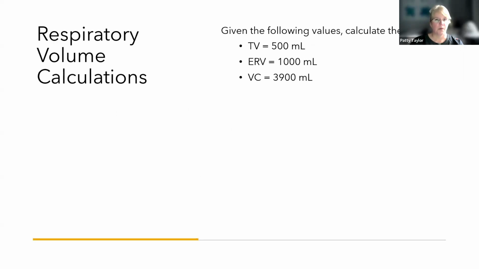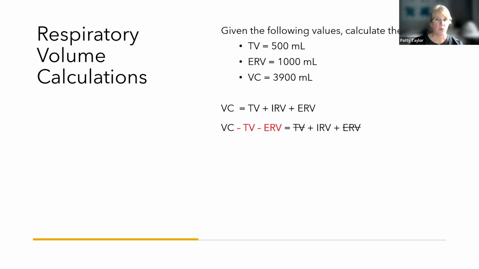Let's take a look at some respiratory volume calculations. You know, sometimes they may give you different volumes and want you to solve or calculate for one of those values. So I've given you a tidal volume of 500 milliliters, an expiratory reserve volume of 1,000 milliliters, and a vital capacity of 3,900 milliliters. So if we start with this familiar equation, all we need to do is algebraically rearrange it and solve for IRV.